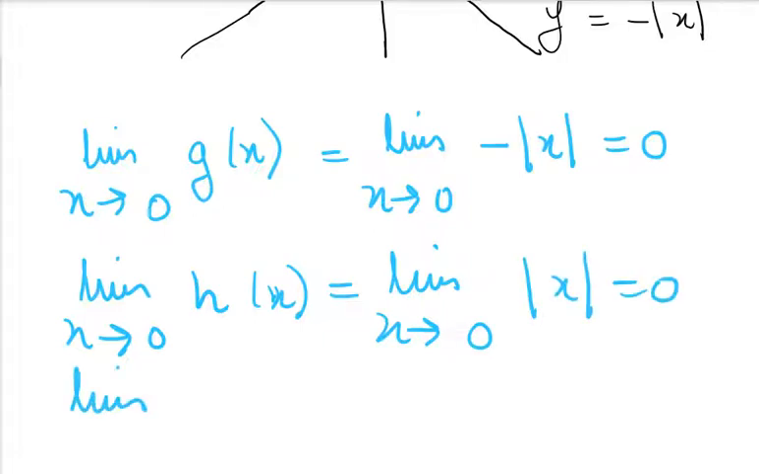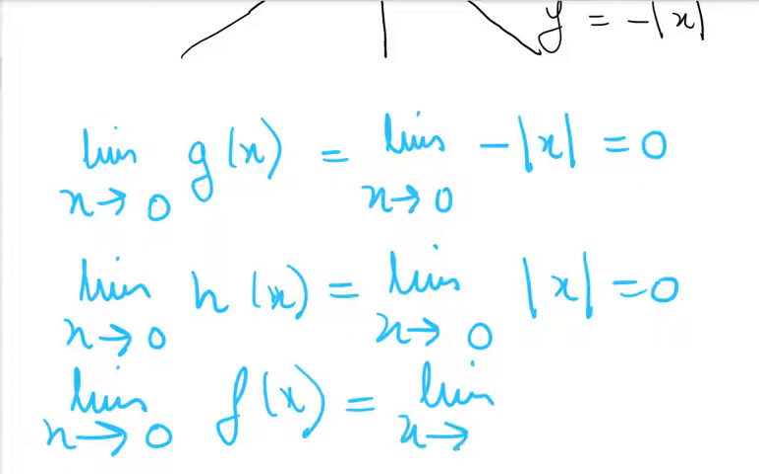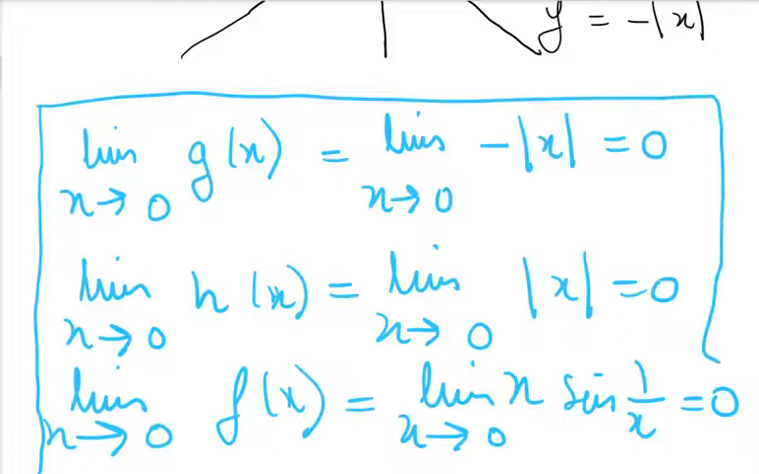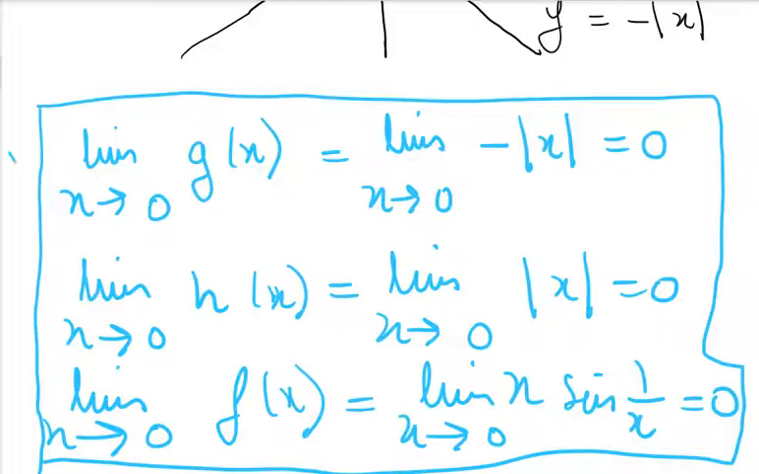Now that implies limit x tends to 0 f of x, which is equal to limit x tends to 0 x sine 1 by x, will give you again a 0. So did you understand how the squeeze principle, or the squeeze inequality, is working? We are trying to squeeze in the value of f of x in between two functions, that is g of x and h of x. Okay, we are squeezing this.